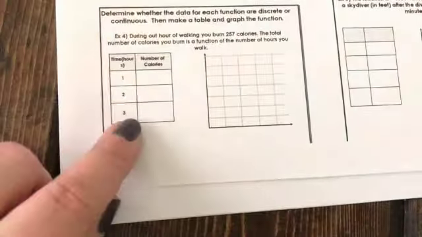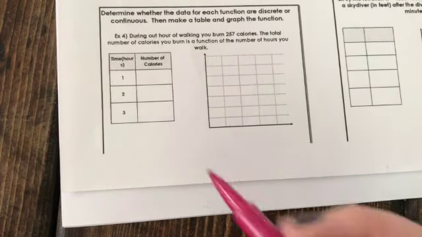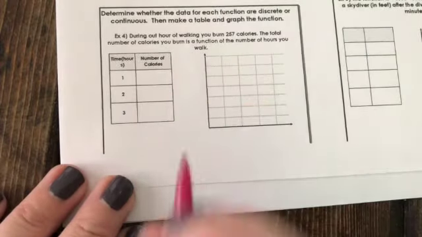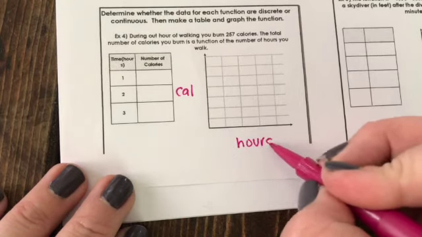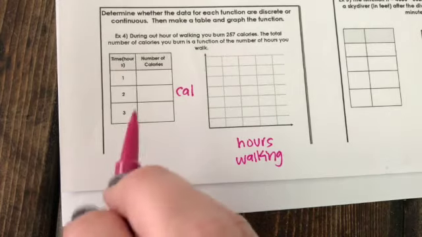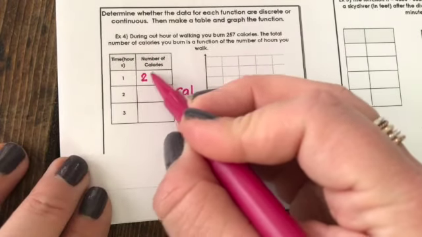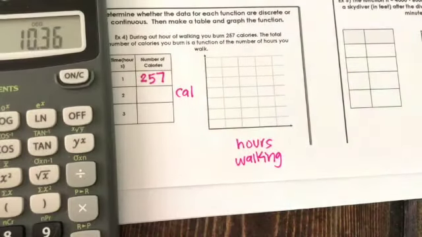Okay, so look down here. It says, during 1 hour of walking, you burn 257 calories. The total number of calories you burn is a function of the hours that you walk. So the calories depend on our hours walking. Calories are going to go up the side. Hours walking is going to go down here. If I walk for 1 hour, it tells me I'm going to burn 257 calories. So what if I walk for 2 hours?